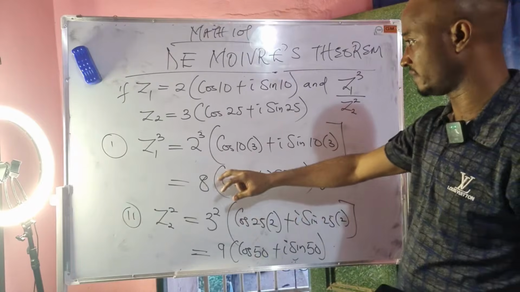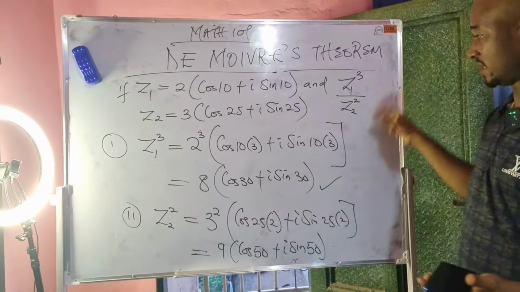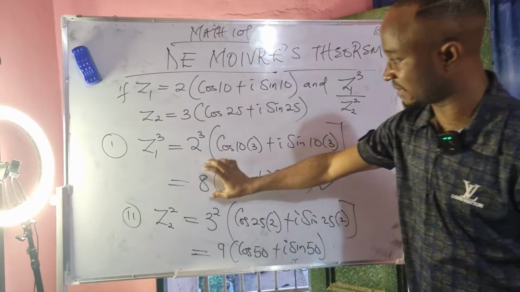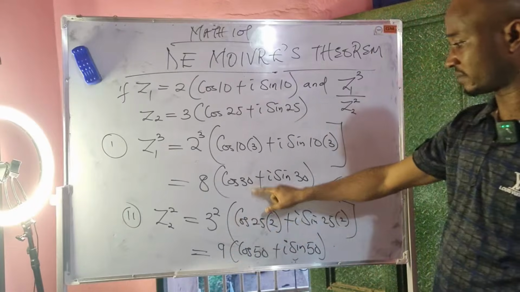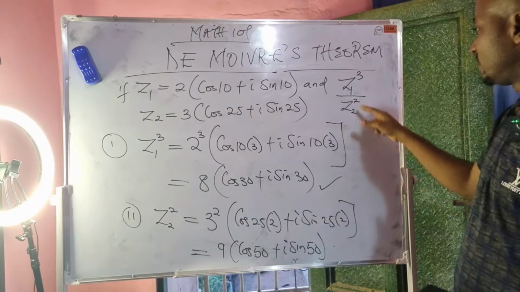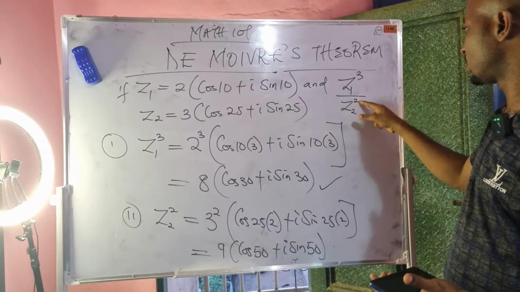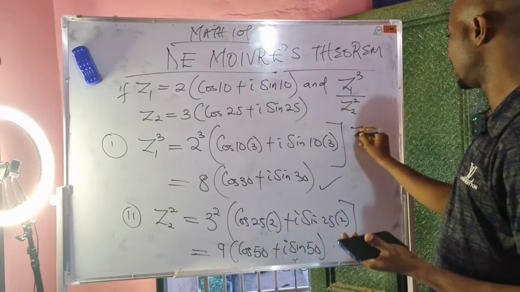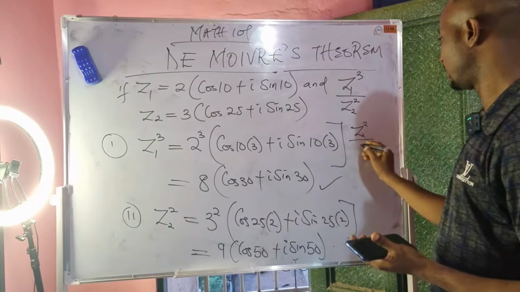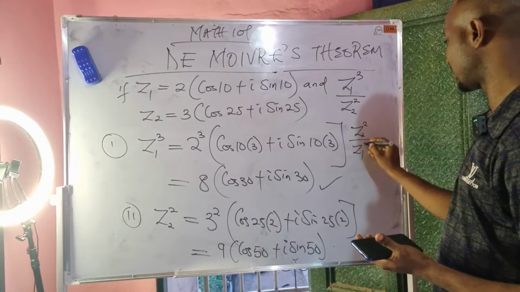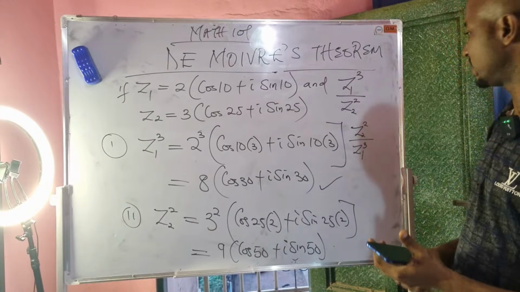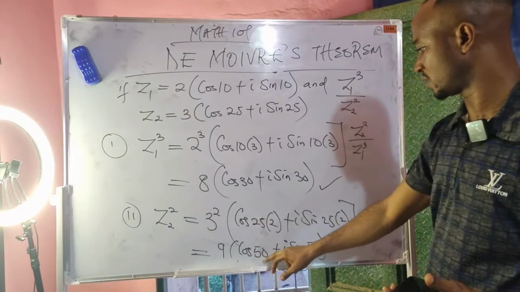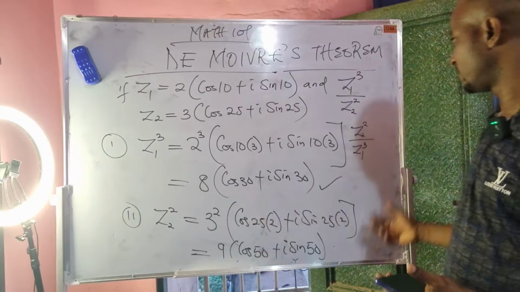We divide the value of r in the complex number, then subtract the argument. But if I'm to divide z2 raised to power 2 by z1 raised to power 3, it simply means I will divide 9 by 8, then also subtract 30 from 50 for the argument, that is 50 minus 30.